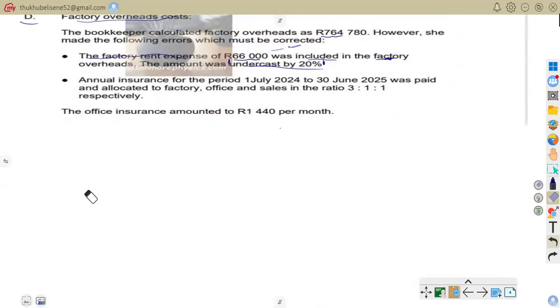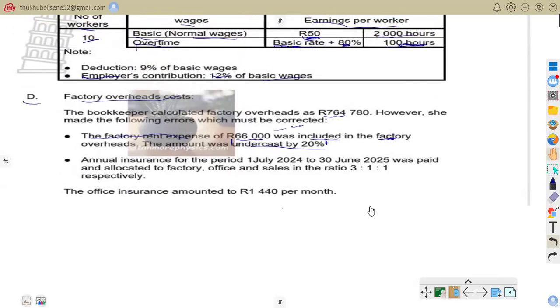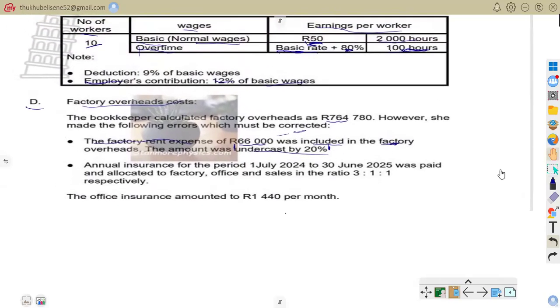So what is insurance all about? That is very important. They have said annual insurance for the period of 1 July 2024 to 30 June 2025 was paid and allocated to factory, office, and sales in a ratio of 3:1:1, respectively. The office insurance amounted to 1,440 per month.